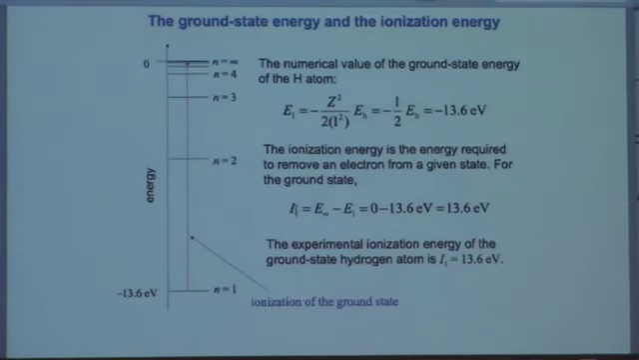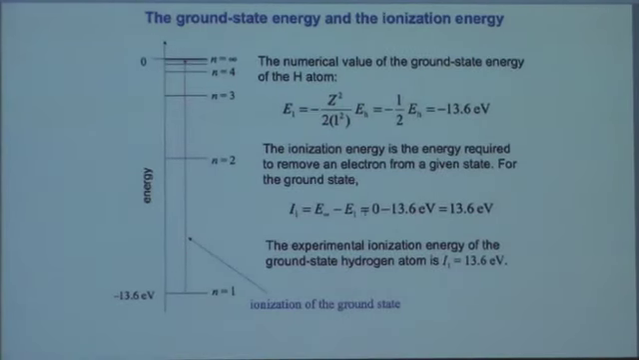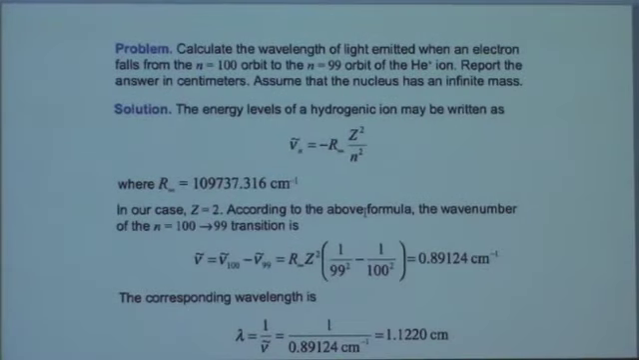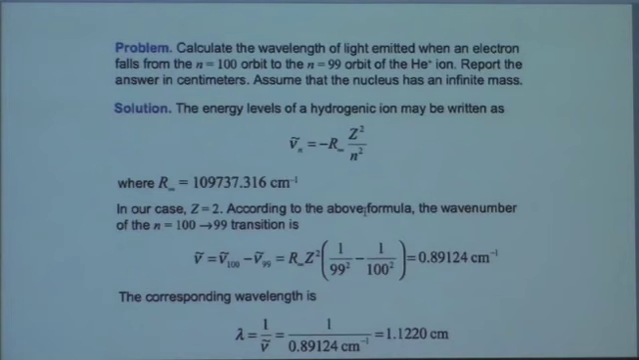Okay, so what else can be said about this? Let's consider a simple problem, which could be one of the problems on an exam. The problem is: calculate the wavelength of light emitted when an electron falls from the 100th orbit to the 99th orbit of the helium plus ion. Report the answer in centimeters, and assume that the nucleus has an infinite mass.